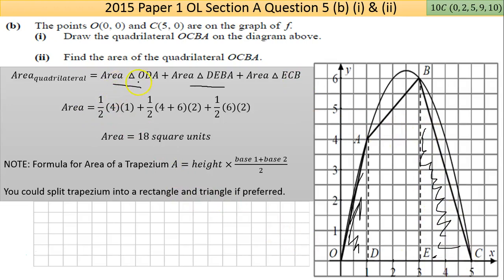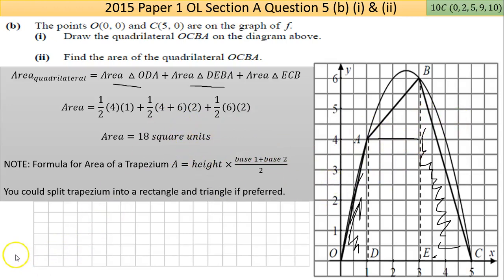Now, I've put in the formulas there. So what's going on here? 4 plus 6. Now, I could have broken that into 2 things here, as in a triangle there and a rectangle. I haven't done that here. I've gotten the area of that shape.